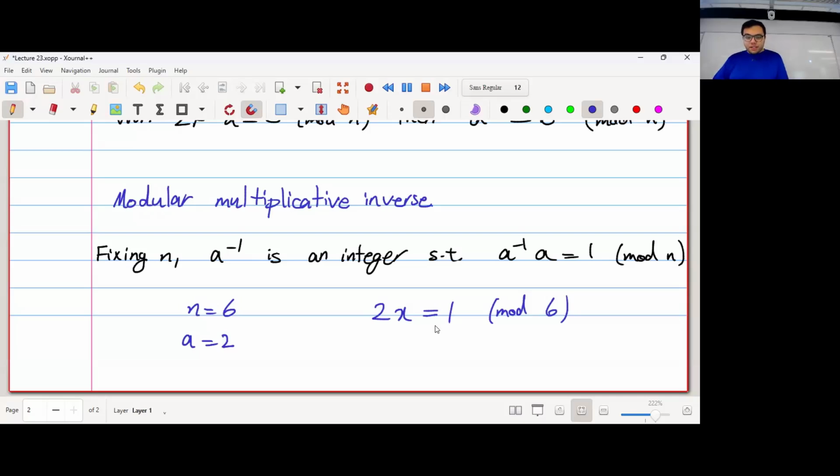But let's look at a different number. Let's say 5. Does 5 have an inverse modulo 6? So is there some x such that 5x is equal to 1 modulo 6? Give me the number. 5. Yes. What is 5 times 5? 25. Modulo 6, it would be 1 because 24 is a multiple of 6. So actually 5 is its own inverse, modulo 6, right?